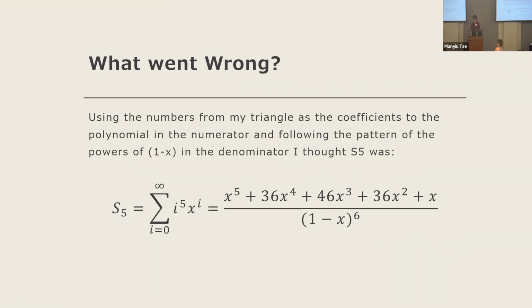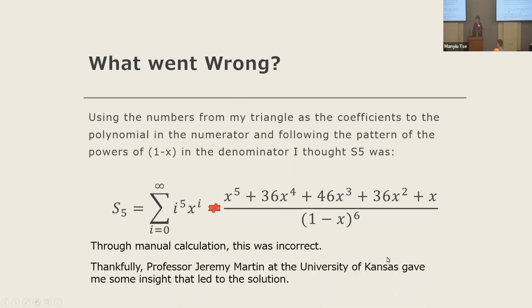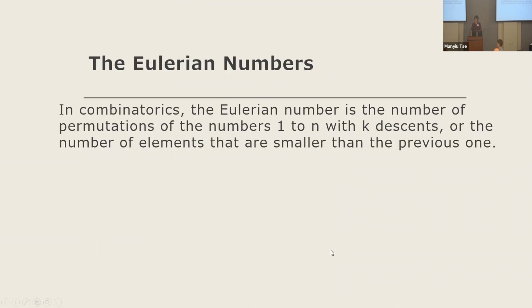So using my triangle, I looked at the 5th row and said, this is my guess for the 5th series. But through another tedious calculation, it was incorrect. But thankfully, I didn't give up, and I presented all these findings to a professor at the University of Kansas, Jeremy Martin, and he gave me some insight that finally led to the solution. The insight he gave me was something called the Eulerian numbers.